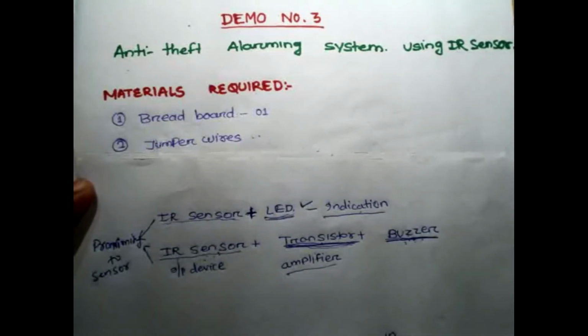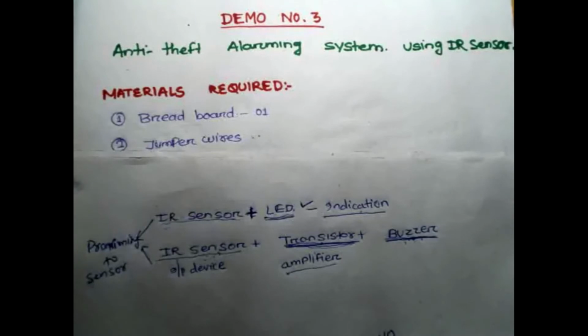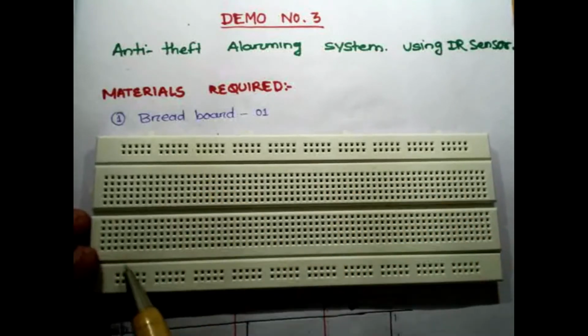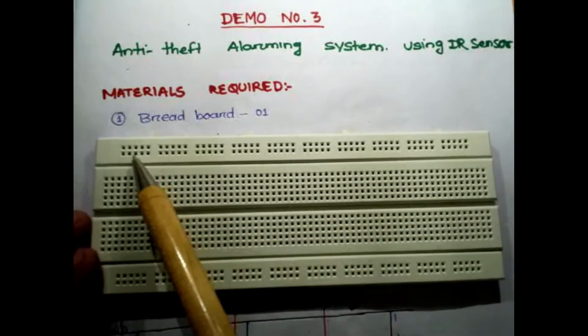Next we will go to the list of materials. Let's get familiar with the materials first, then we will do the practical. You can see here is the breadboard. You can see there are 2 horizontal lines at the top and 2 at the bottom. Why are they horizontal lines?